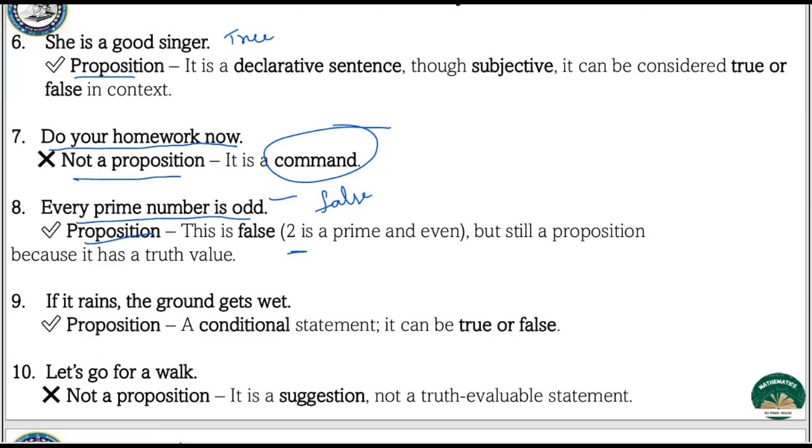Because 2, we have, which is not a prime, which is not odd, it is an even number. If it rains, the ground gets wet. Yes, obvious. It is a proposition because it is a true statement. Whenever it is raining, the ground will get wet.